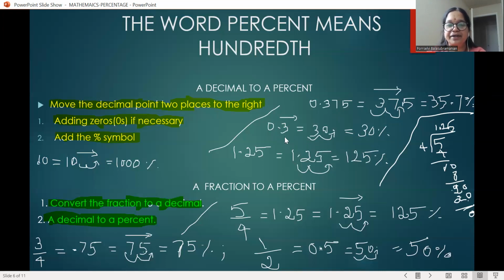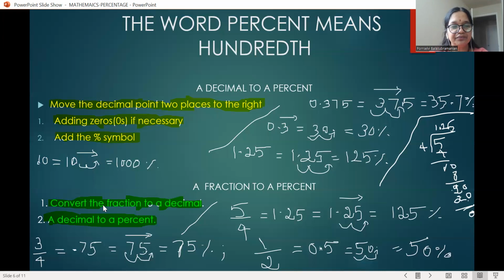So next 0.3. It means you are moving two decimal places towards the right hand side. So the point is now between 0 and 3. Now you are moving two places. So you will get 30%. Another example 1.25. So you are moving the decimal point two places. So 1.25 is equal to 125%.